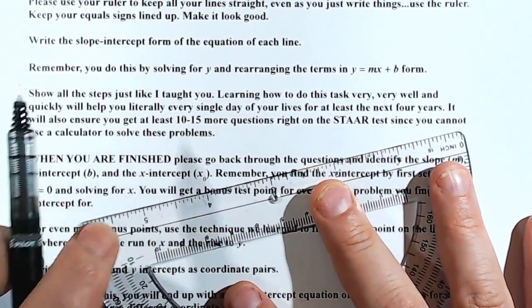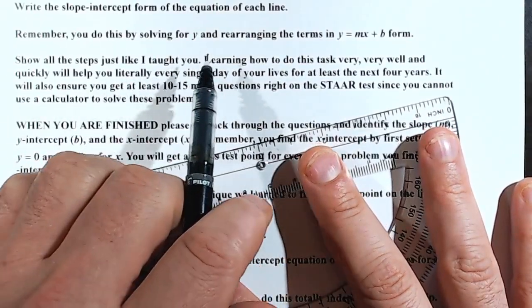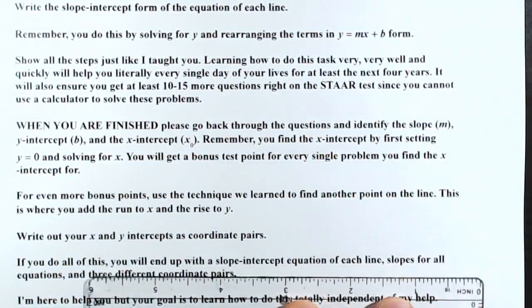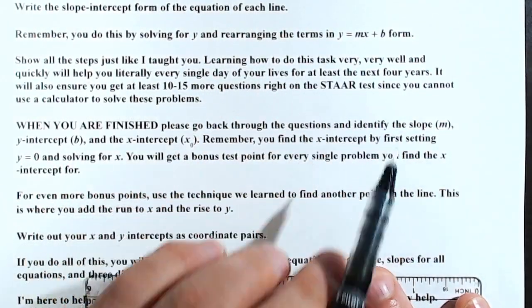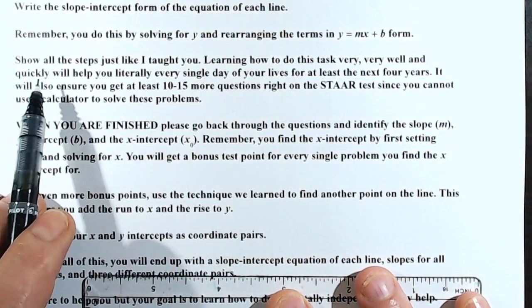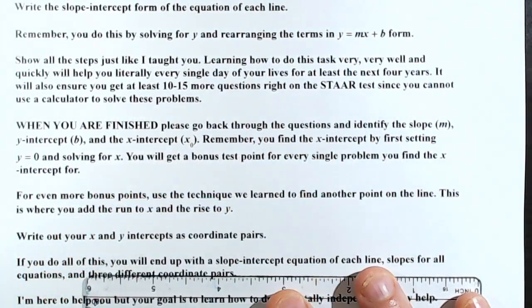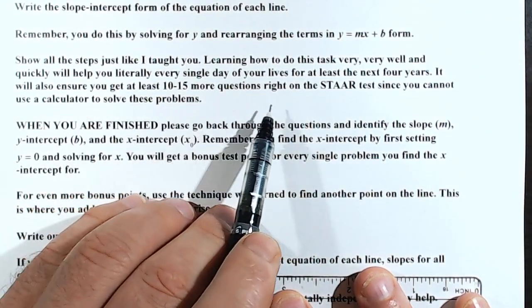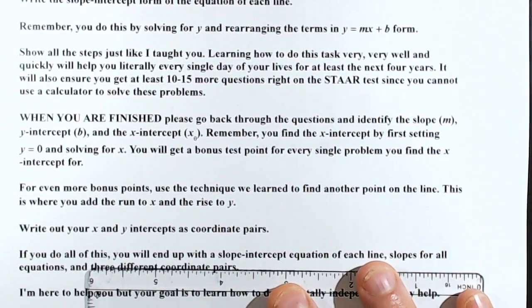We're going to write the slope-intercept form of the equation of each line. Remember, you do this by solving for y and rearranging the terms in y equals mx plus b form. Show all the steps just like I taught you. Learning how to do this task very, very well and quickly will help you literally every single day of your lives for at least the next 4 years. It will also ensure you get at least 10 to 15 more questions right on the STAR test since you cannot use a calculator to solve these problems.